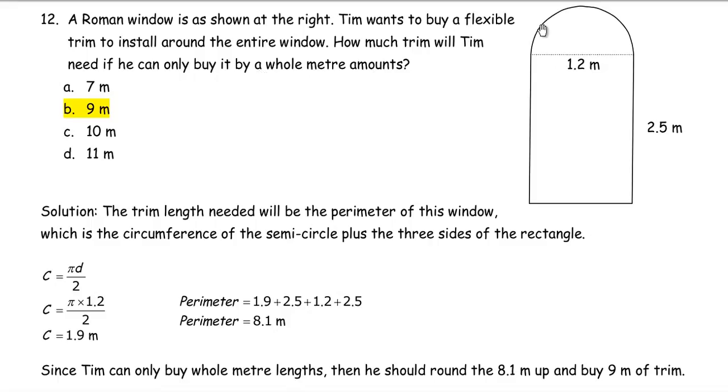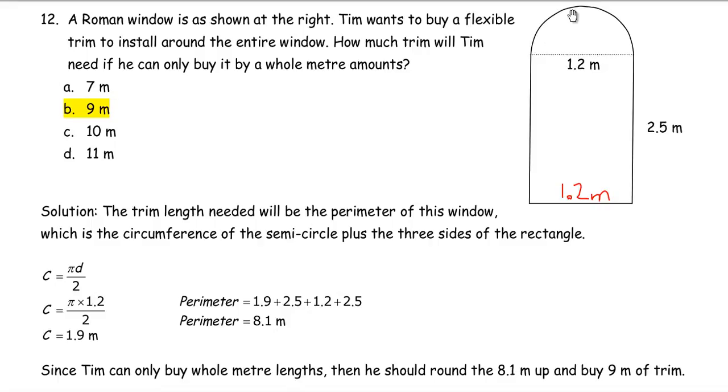So this is a Roman window. It's got this semicircle at the top, and then the rest is the three sides of a rectangle. We're told that the diameter of the semicircle is 1.2 meters, and it's 2.5 high. Now, if this is 1.2, and we'll need this in a moment, then this side down here would also be 1.2 meters.